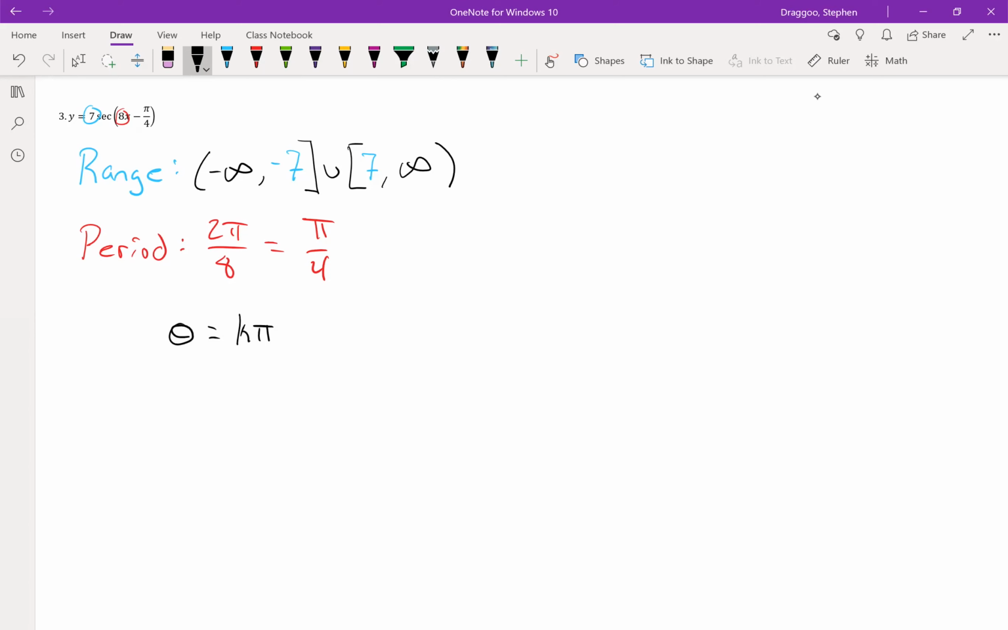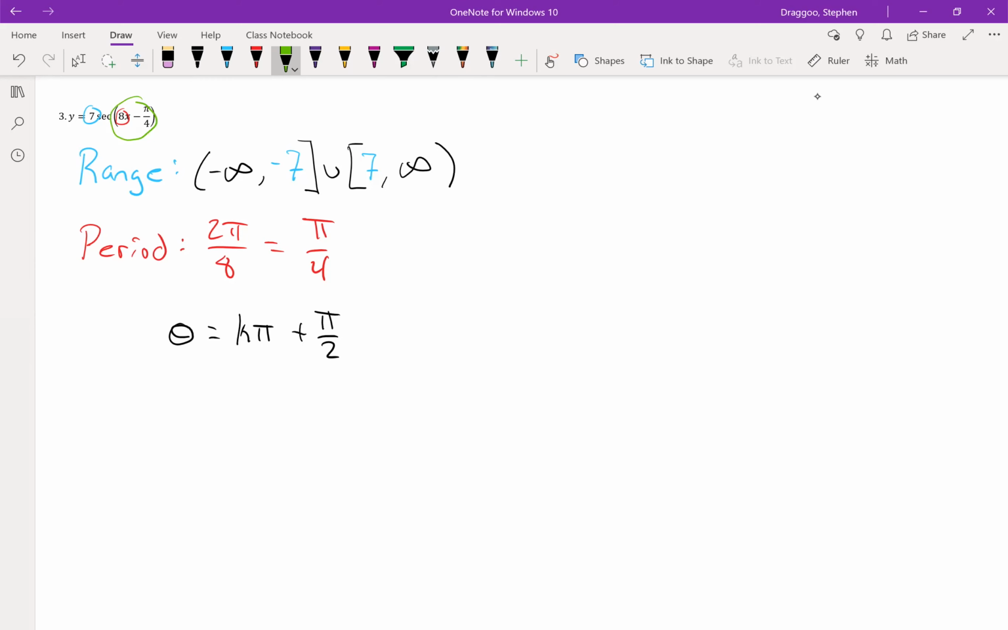Since secant is 1 over cosine, this time I need to get all of the angles where cosine is equal to 0, which is going to happen at all of the vertical axes. Pi over 2, 3 pi over 2, 5 pi over 2 if we keep going around the unit circle, or negative pi over 2 if we went backwards. So the general equation before transformations is going to be theta equals k pi plus pi over 2.